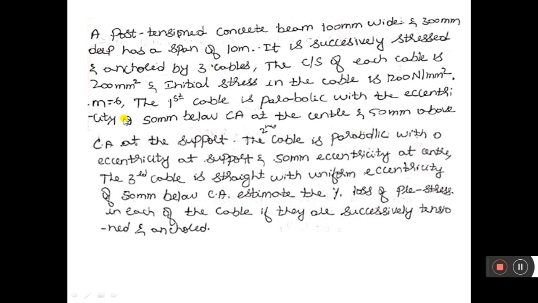The second cable is a parabolic cable with 0 eccentricity at the support and 50 mm eccentricity at the center. And the third cable is a straight cable with a uniform eccentricity of 50 mm below the centroidal axis. For this condition, we need to determine the percentage loss of prestress in each cable when the cables are pulled successively. That is, we need to calculate the percentage of losses in the cables when the cables are pulled one after the other.